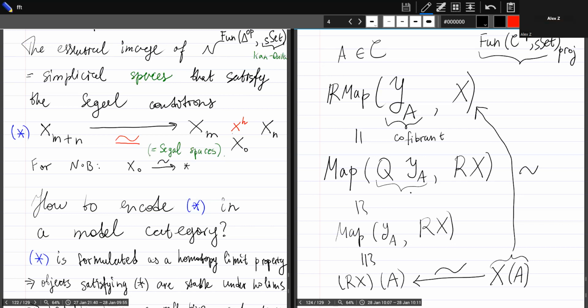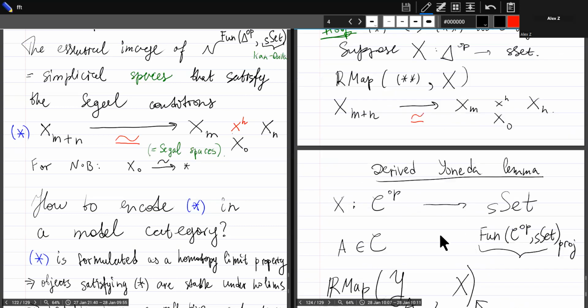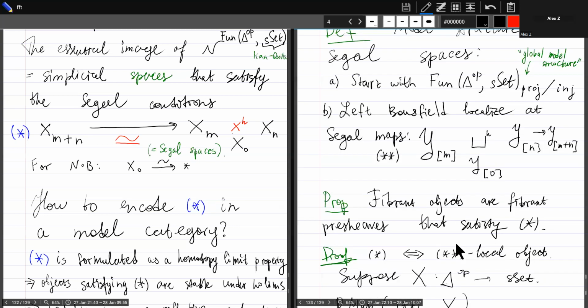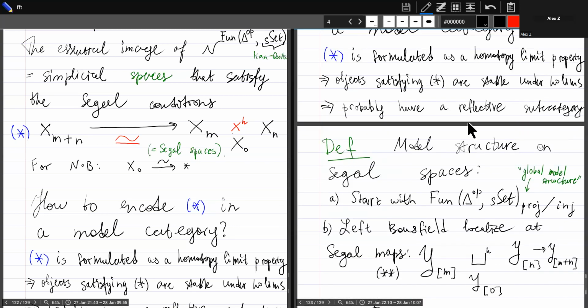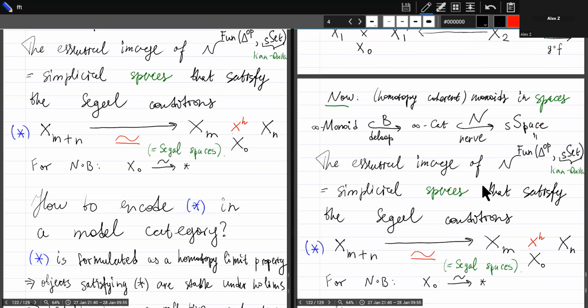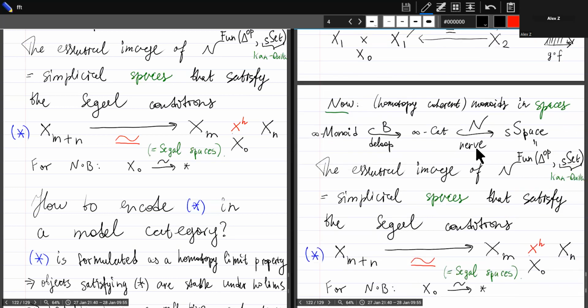So there, in the slide before, we had this nerve of spaces or nerve of infinity categories, I think. I don't know if I missed it, but did you say what this functor N is here? No, we will start discussing it soon, but okay.